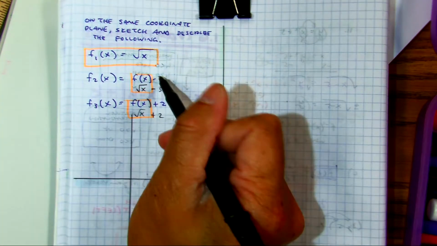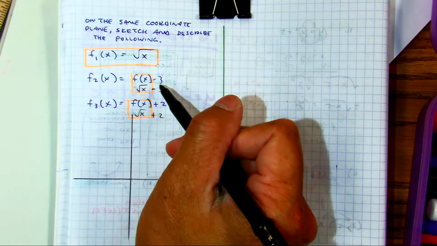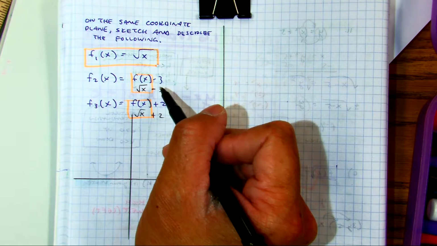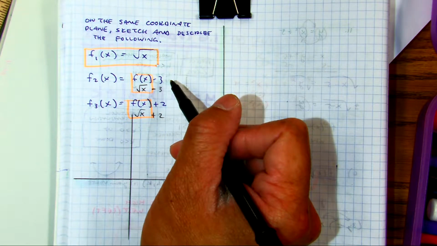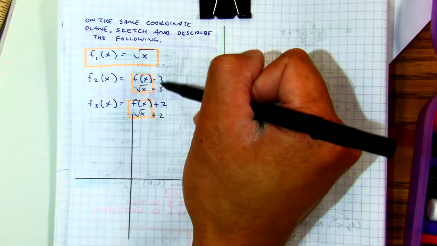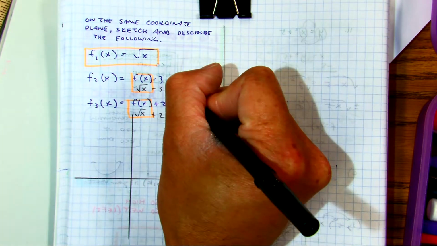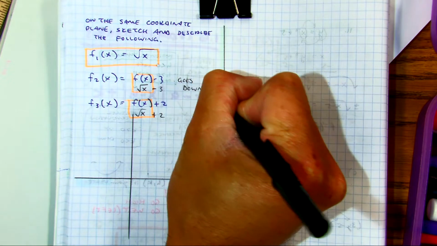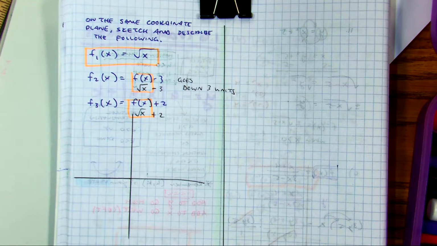Class, when the letter's on the outside, where, class? And it's to the right. What letter is that? A, H, or K? That is your K value. So if your K value is a negative number, what's going to happen? Goes down 3 units. Raise your hand if you got something like that.